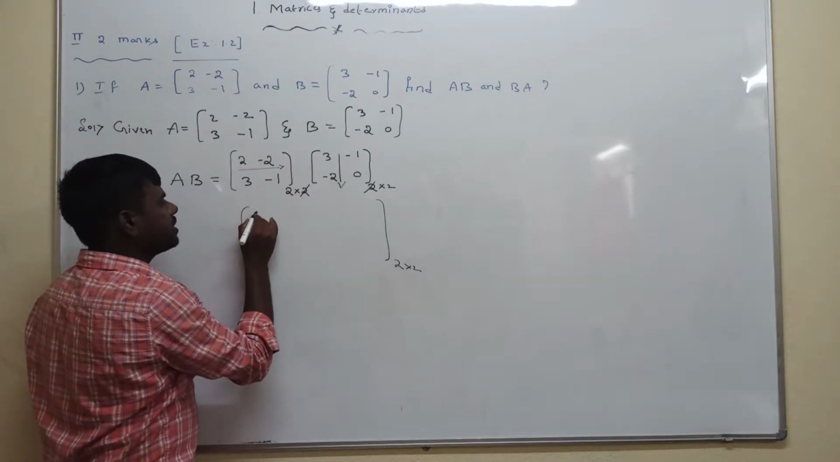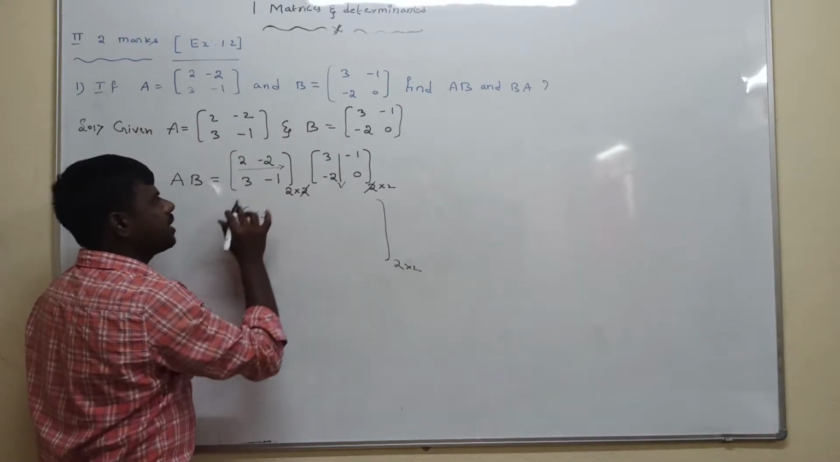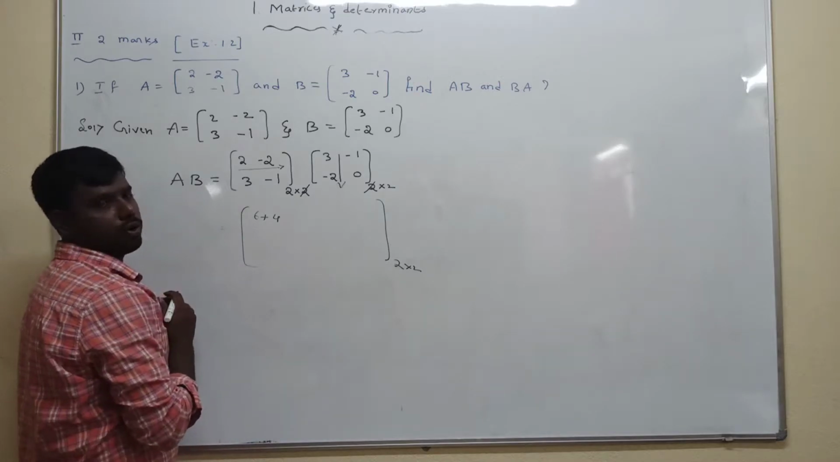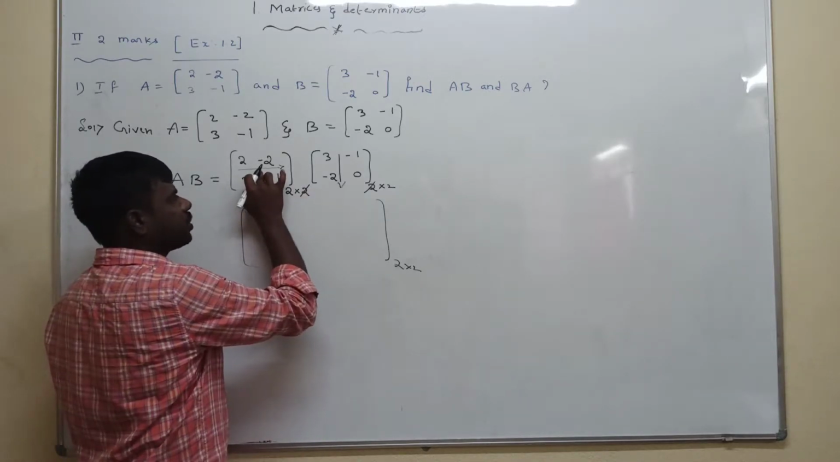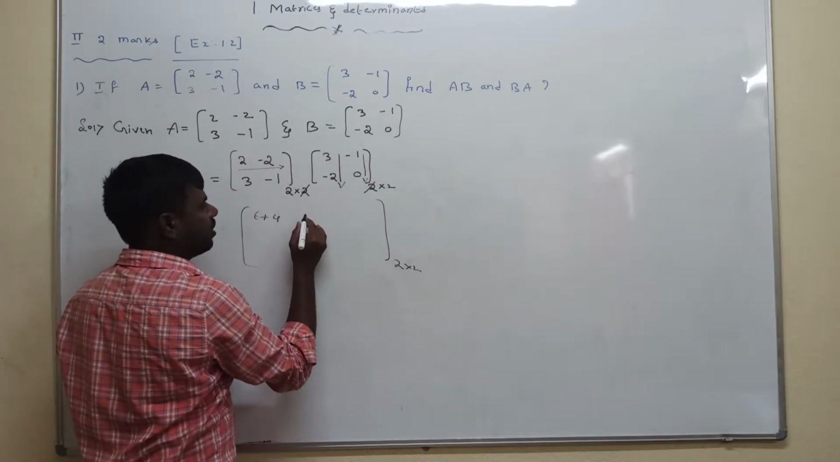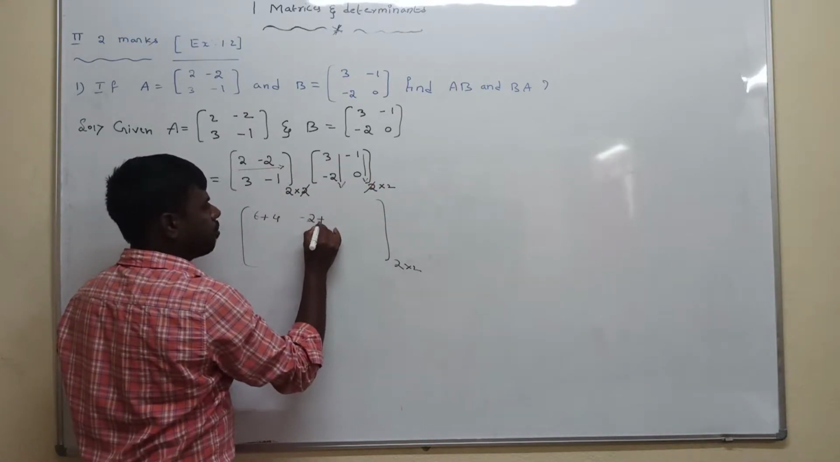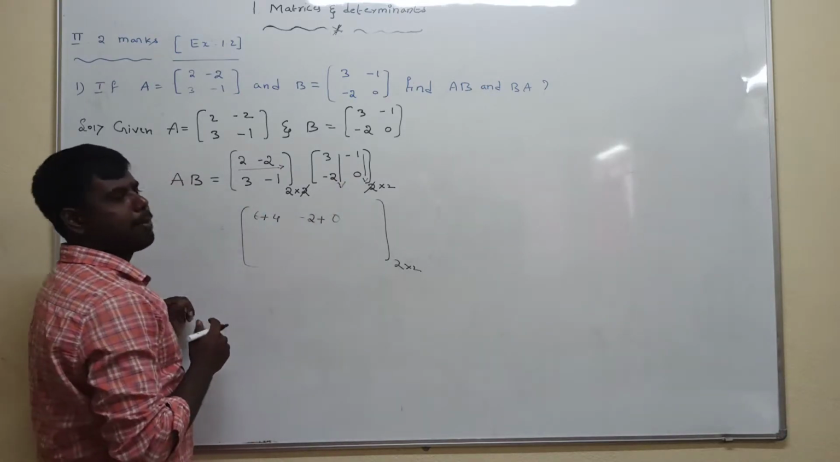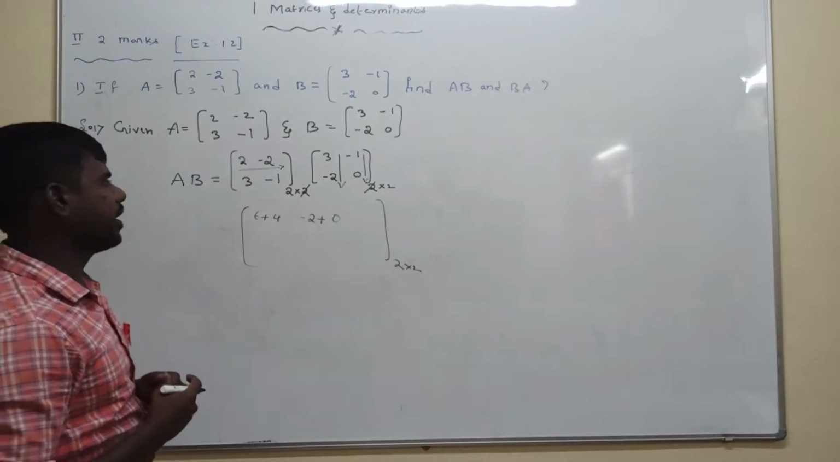2 threes are 6, plus minus 2 into minus 2, that value is plus 4. Next, the product with the first row, second column of the second matrix. 2 into minus 1, that value is minus 2, plus minus 2 into 0 is 0. I am writing directly. Understand, dear students.